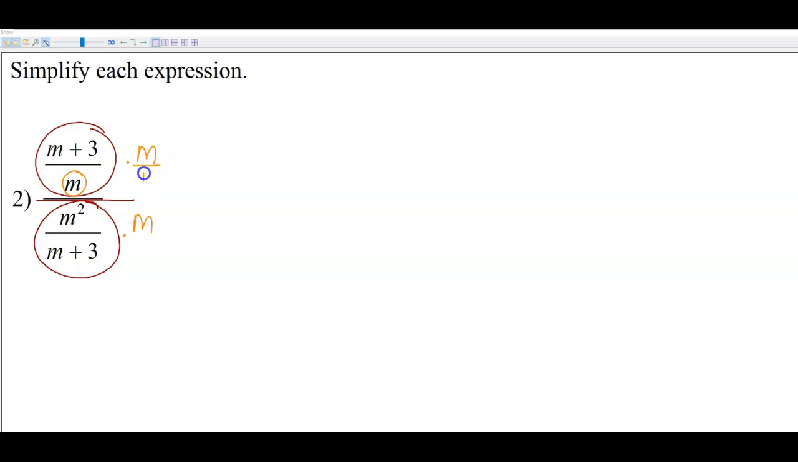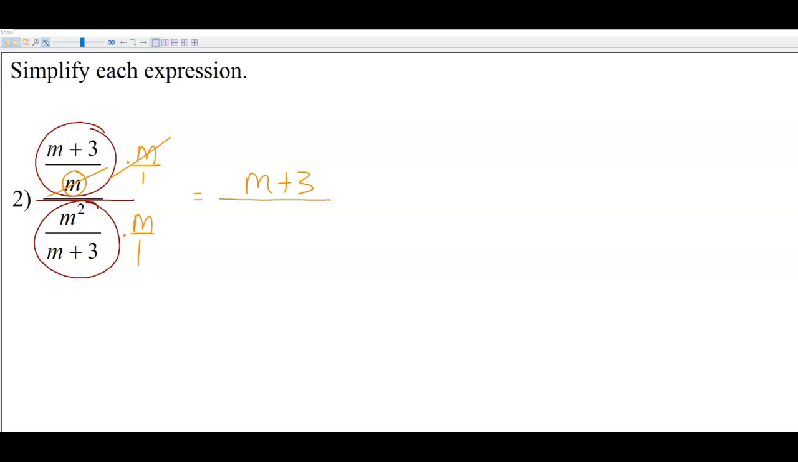It might help you guys to put it over 1. I haven't been doing that so far, but it might help you to do that because we are multiplying fractions. And so it's important to understand when you're multiplying fractions, it's top times top, bottom times bottom. So in this case, these are going to cancel. And all I'm going to be left with then on the top is m plus 3.